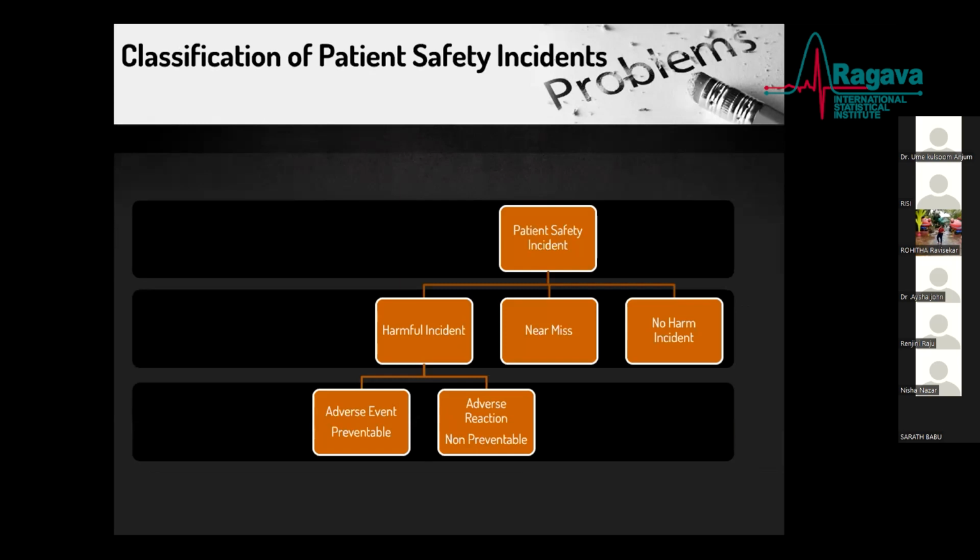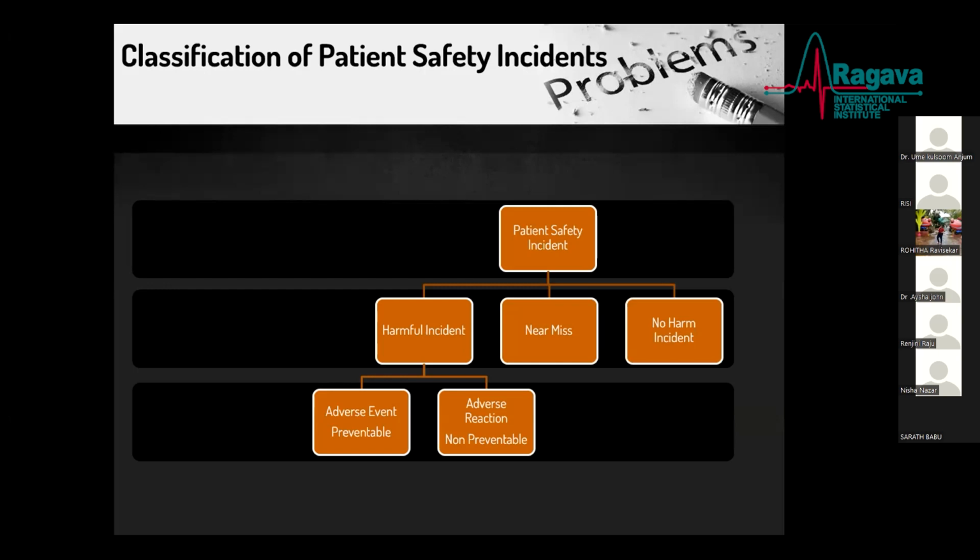Now, a general classification of patient safety incidents, as you can see here, the most simple general classification. Patient safety incidents can be classified into three: harmful incident, non-harmful incident, and near miss. For those who do not identify what is near miss and how a harmful incident can be divided into two, let me just explain further. Near miss is an incident that does not reach the patient.